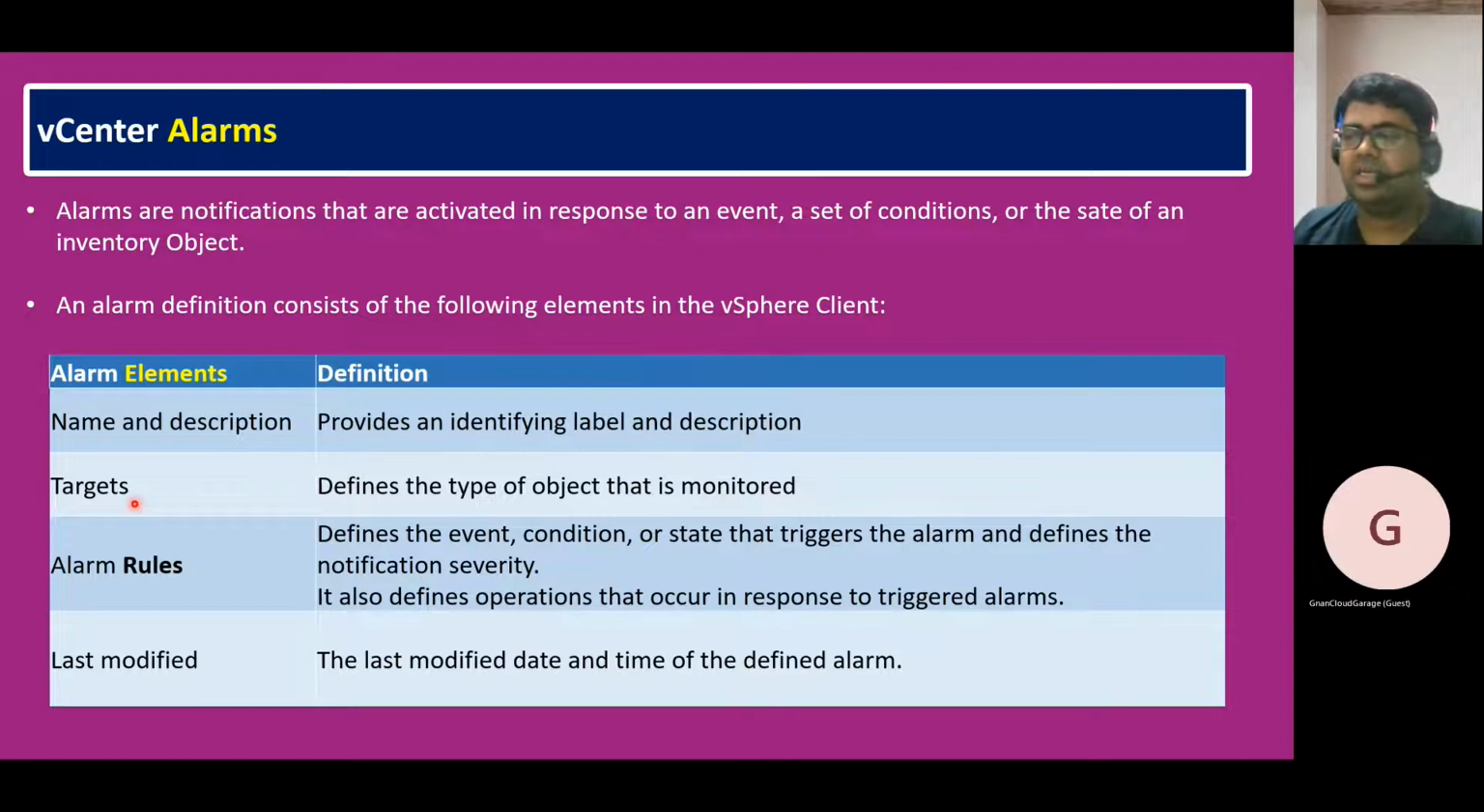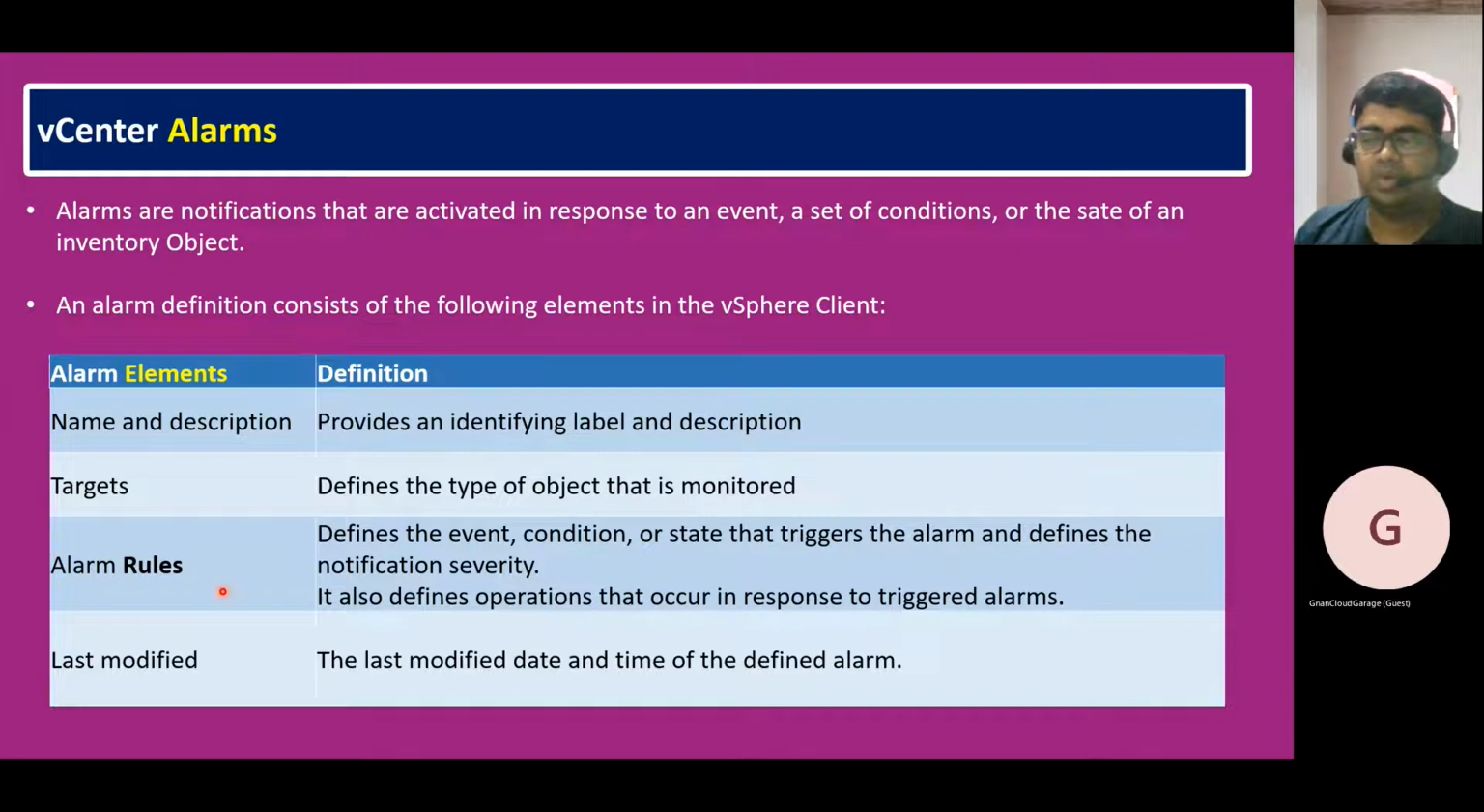And the target. Our target defines the type of object that is monitored. Our target object will be our vCenter components, like vCenter itself, ESXi host, virtual machine, datastore, and network, and even within the network we have a virtual switch, DV switch, and datastore. These are all considered inventory objects and our targets.